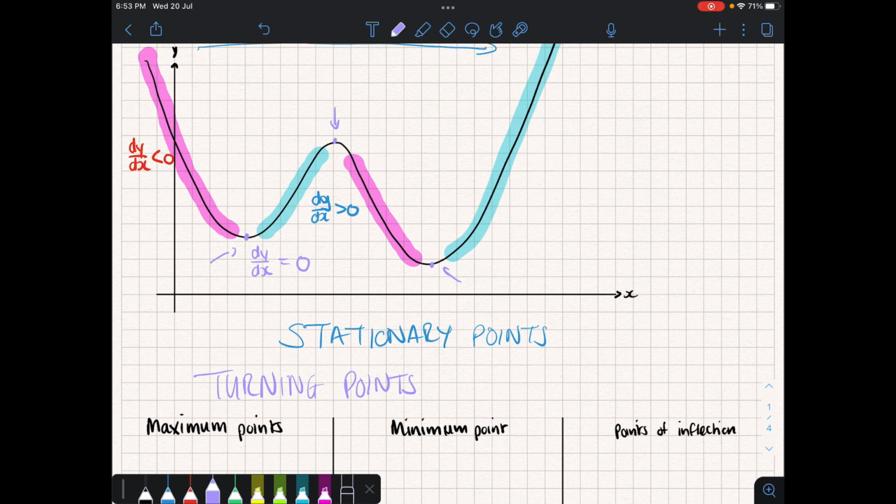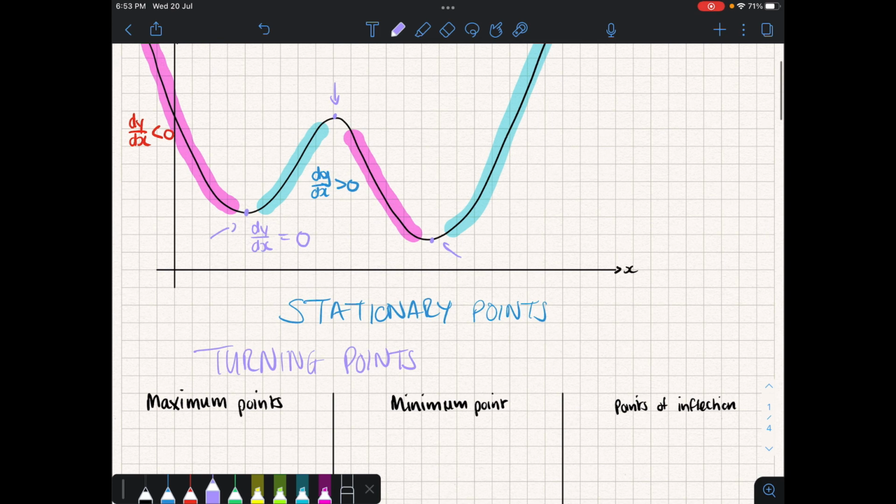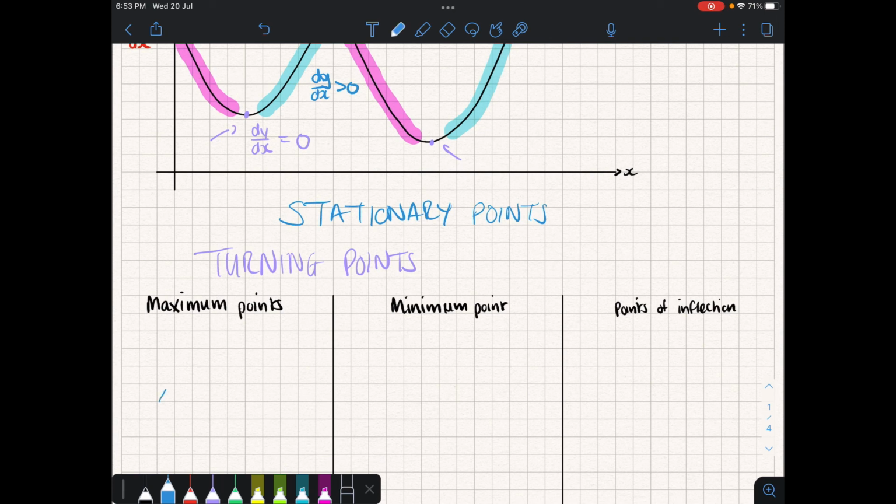Let's consider the maximum point. If we take this point here, let's call it Q, let's look at what the graph is doing around that point. It is increasing, and then it is decreasing. And so if we consider what the gradient is doing, the gradient is positive, and then at this particular point, it is zero, and then it is negative. At this specific point, there are no other y values next to it, on either side, that are greater than this value, because remember the height is described by the y value. It is the greatest value compared to the values next to it. And so we call this a maximum point.